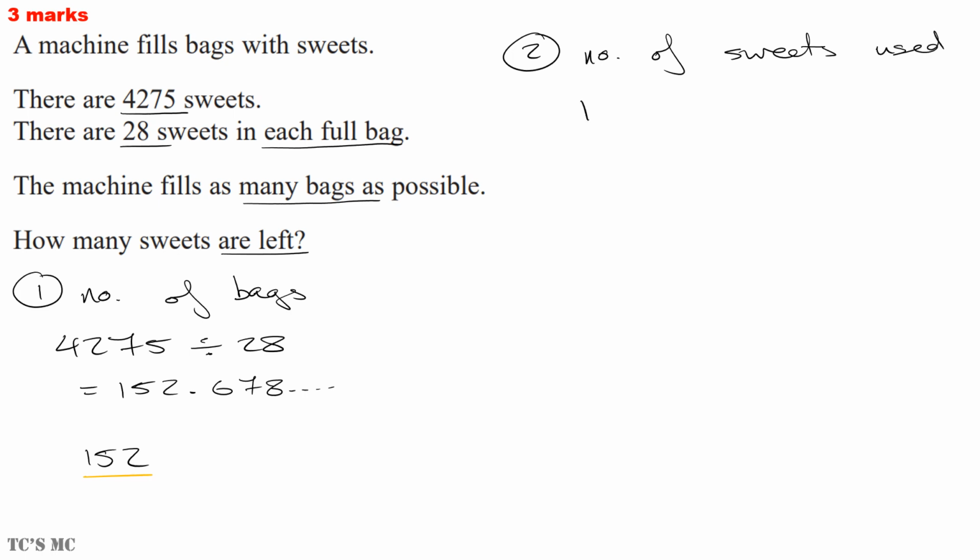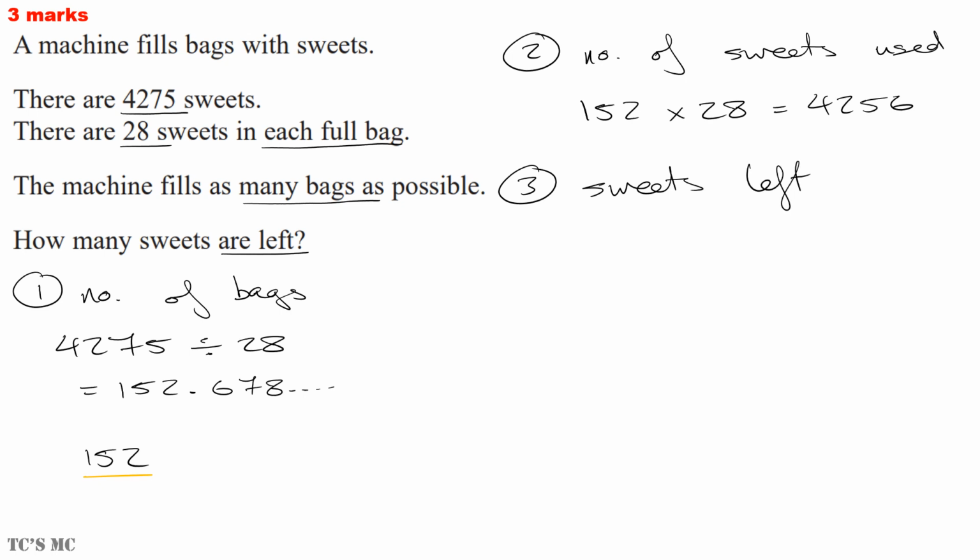So we will do 152 multiplied by 28. That gets us 4,256. Now we have a second mark. Step 3, the question says how many sweets are left. So we need to work out the difference between the number we started with and the number that are in the bags. So 4,275 subtract 4,256. For writing 19, we get our third mark.